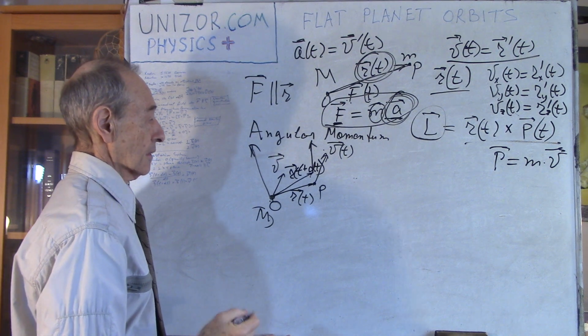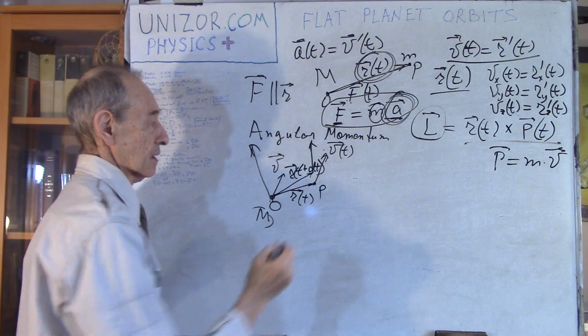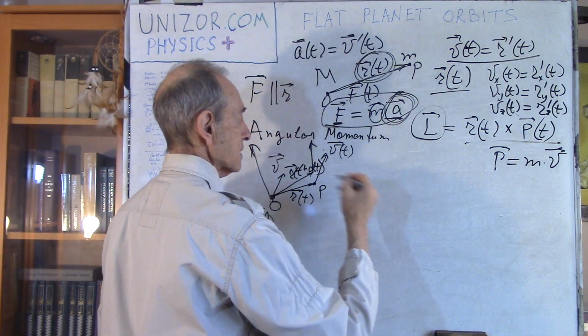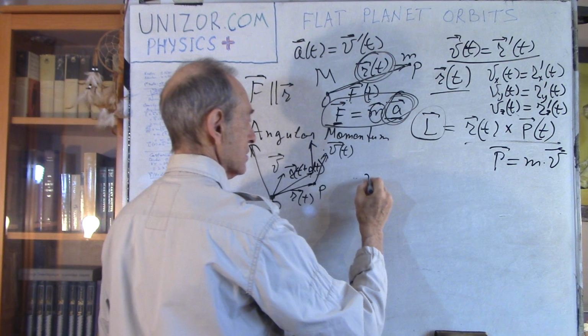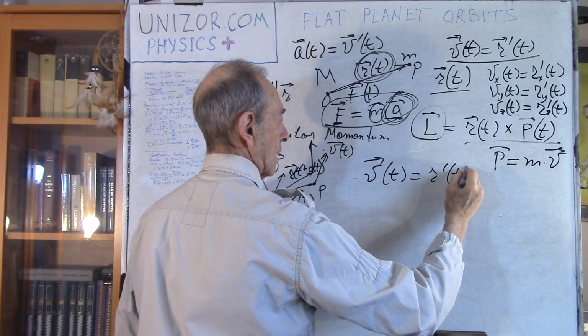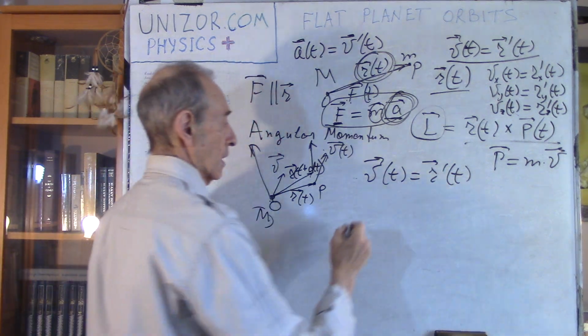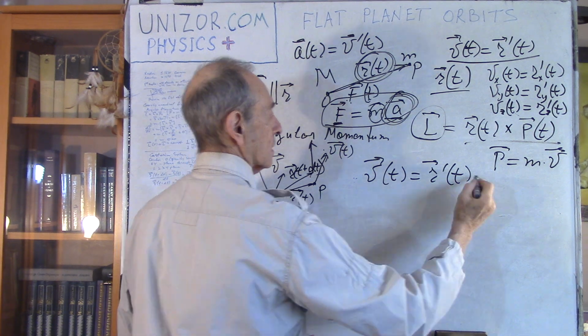Well, what does it mean actually? It means a very, very simple thing. Let's think again, what is velocity? Velocity is the first derivative of the position vector, right?